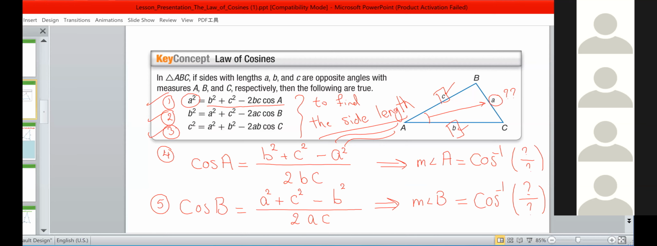Yes. Okay, so by the same way, we can write cosine C with Tamim.